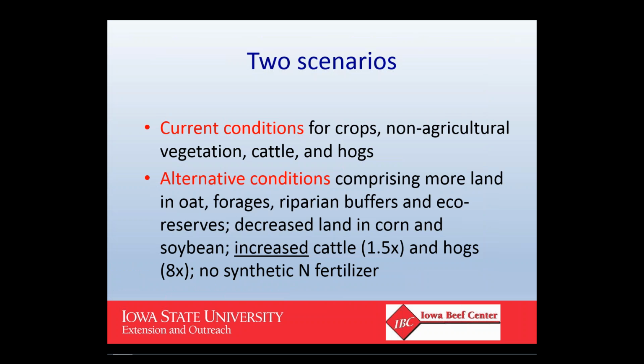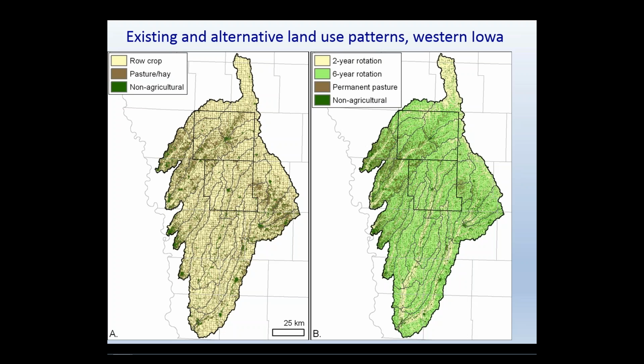But at the time, we were trying to compare their current conditions to alternative conditions that included more buffers, more oats and forages, more rotations, and also more permanent pasture, and increase cattle 1.5 times and hogs 8 times. So they were going to have more hog finishing and more manure and basically almost no synthetic nitrogen fertilizer. Nitrogen was almost all going to be supplied by the livestock.